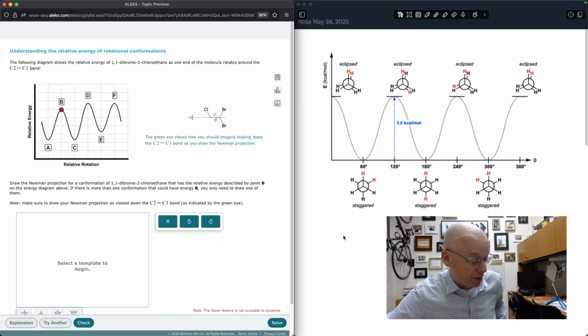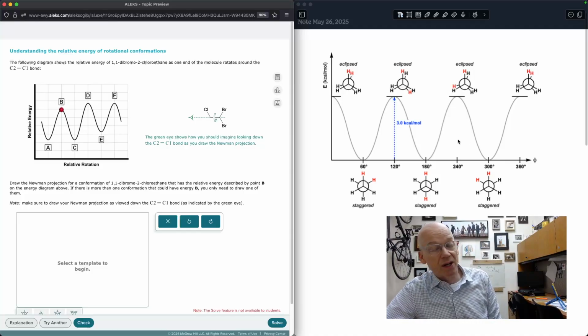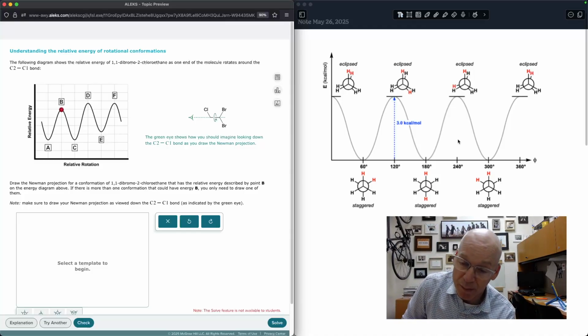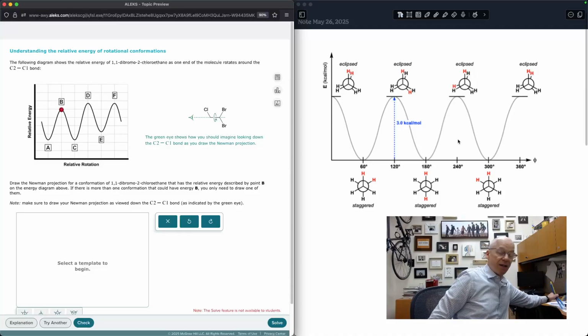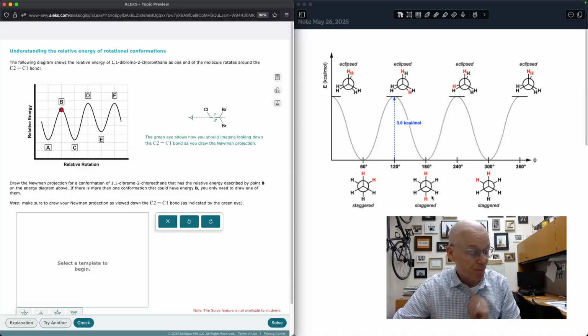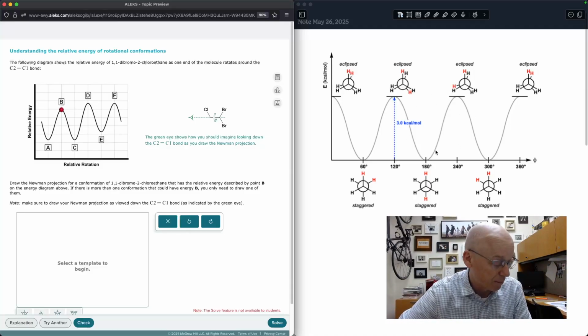So of course, what I did was I went over to Mastering. Let's see, I think it's called Mastering Organic Chemistry. Probably the best tutoring website for organic chemistry on the internet. And I screenshotted this energy diagram. So here's what's going on.